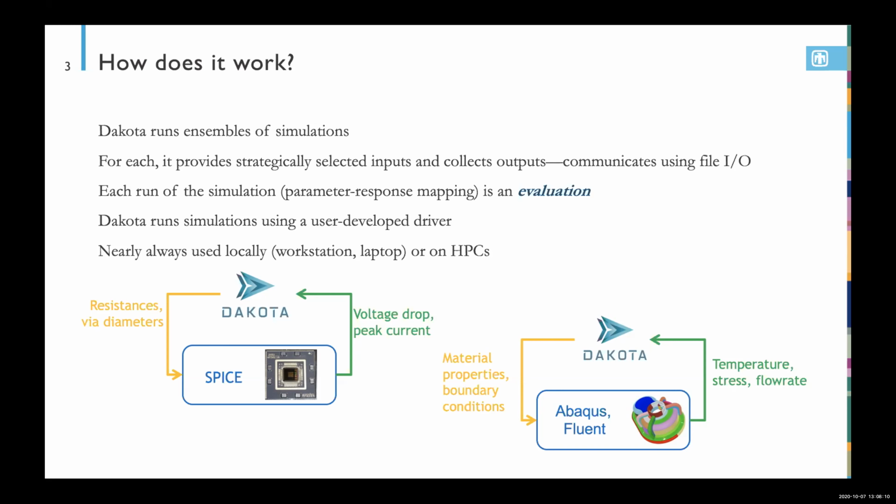And it's nearly always used either locally on a workstation or laptop, or the simulations are run on HPCs, which are typically commodity clusters. The illustrations there are just showing that you can use Dakota alongside any computational simulation. Could be a circuit simulator we're showing on the left, or some type of engineering mechanics simulation we're showing on the right, or really literally anything that has parametric inputs and has scalar responses that we can collect.